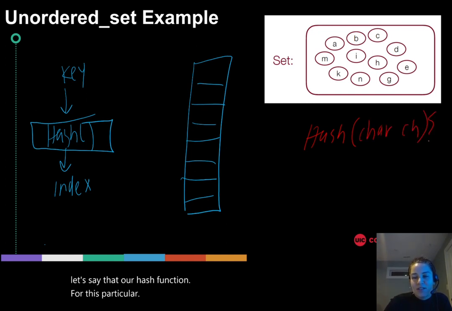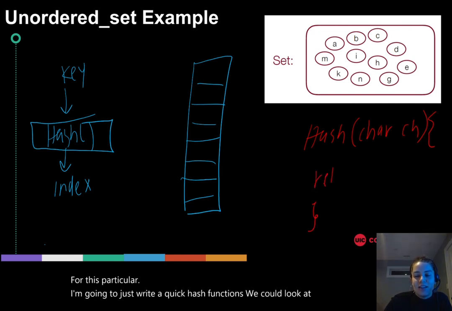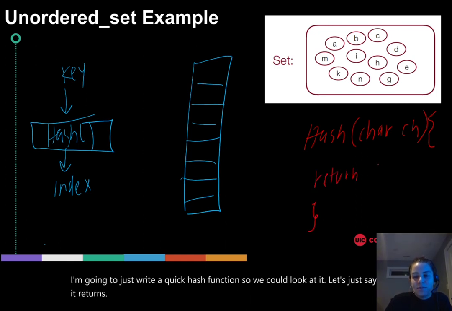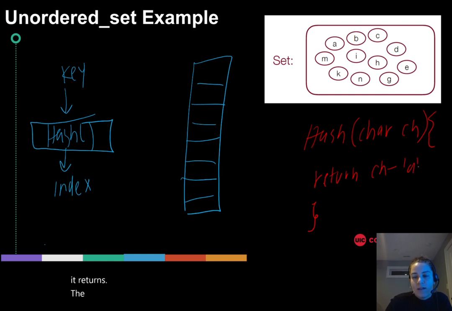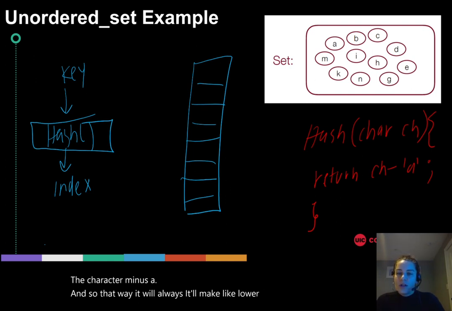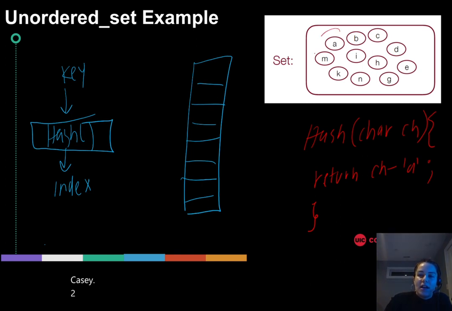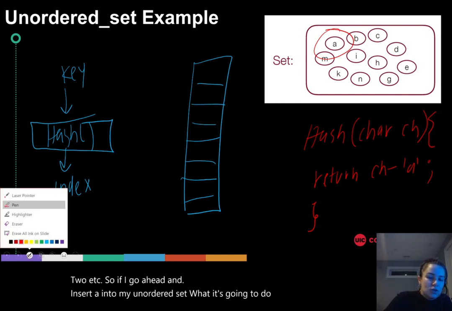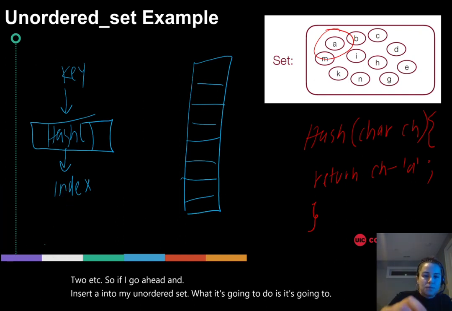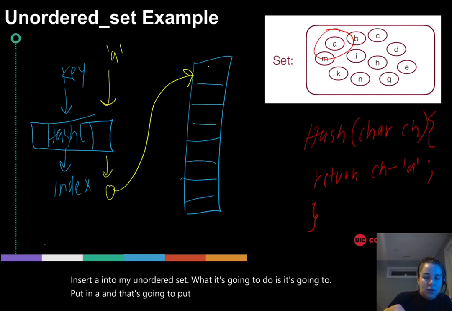I'm going to just write a quick hash function so that we could look at it. Let's just say it returns the character minus a. And so that way it'll make lowercase a 0, lowercase b 1, lowercase c 2, etc. So if I go ahead and insert a into my unordered set, it's going to put out 0, so it's just going to put a here.